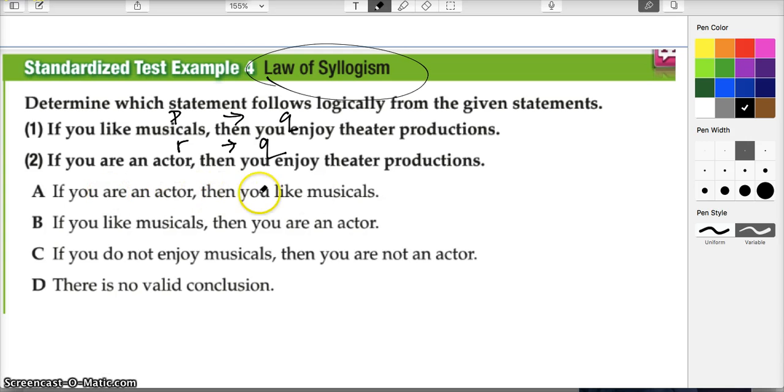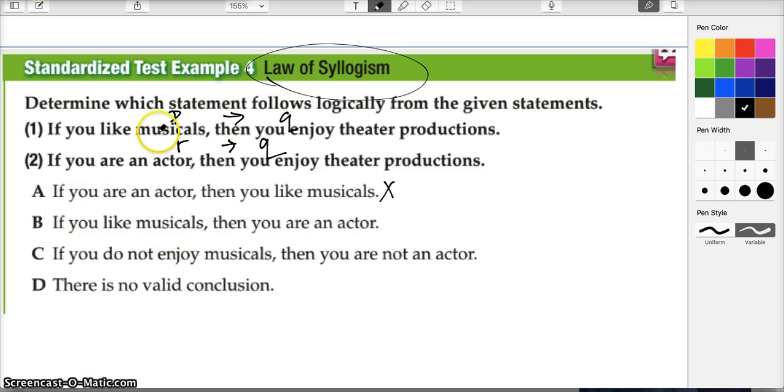If you are an actor, then you like musicals. No, we can't say that. We can't say R then P, because that would be R implies P. So this is not valid. We can't logically say that. Okay, let's try this one.